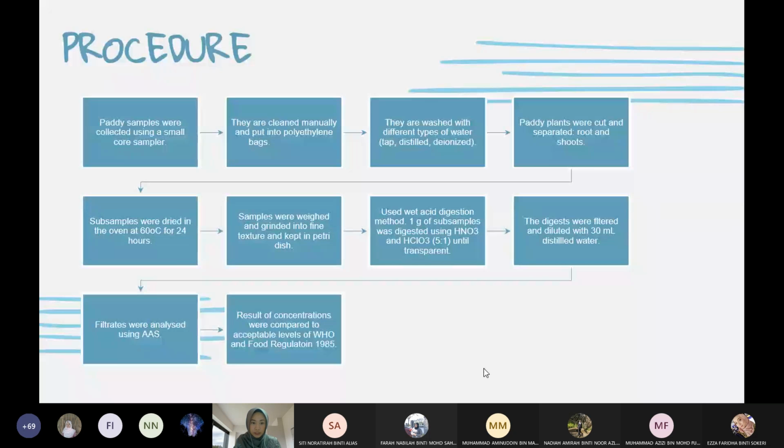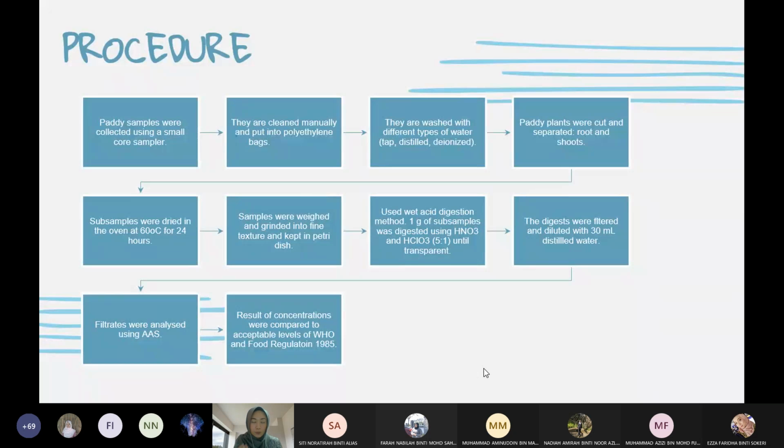When they arrive at the laboratory, they are washed with different types of water, mainly tap water. The paddy plants are then cut and separated into root and shoots, and they are now known as subsamples. These subsamples are then dried in the oven at a temperature of 60 degrees Celsius for 24 hours. When the subsamples are dried down, they are weighed and ground into fine texture and kept in a petri dish before continuing with the next method.